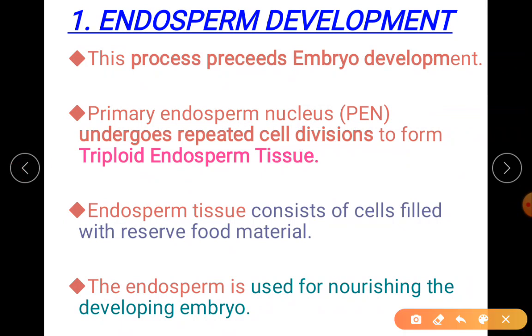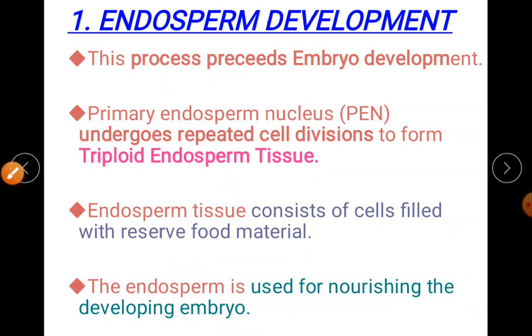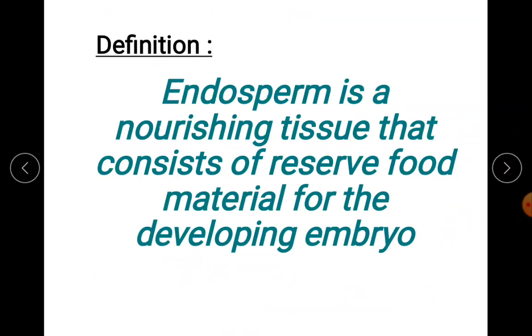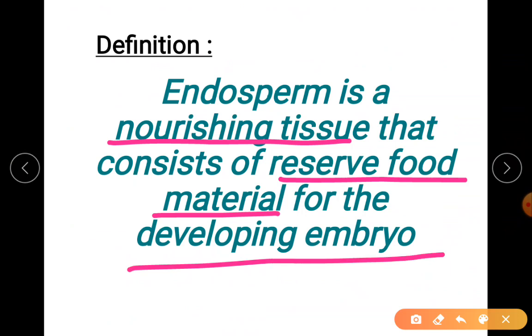You should know the significance of endosperm. Since it consists of reserve food material, it is used for the nourishment of the developing embryo. So this is the definition. If for 1 mark they ask what is endosperm, you should write: it is a nourishing tissue that consists of reserve food material for the developing embryo.